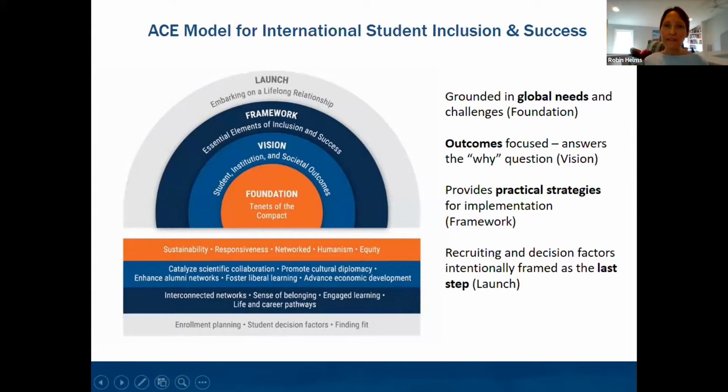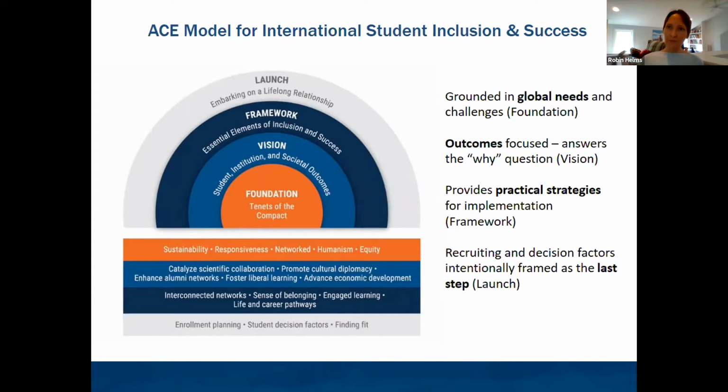It's grounded in global needs and challenges. So this is the foundation piece. So looking at sustainability, responsiveness, networks, humanism, equity, concepts that really underpin the challenges we're facing in the world right now, and applying that lens to our approaches to international student success. It's outcomes focused, so it answers the why question, and this is the vision part of the framework. So why are we wanting to bring students to campus? Thinking about outcomes for students, for institutions, and for society as a whole. It provides practical strategies for implementation, and this is the framework section of the model.